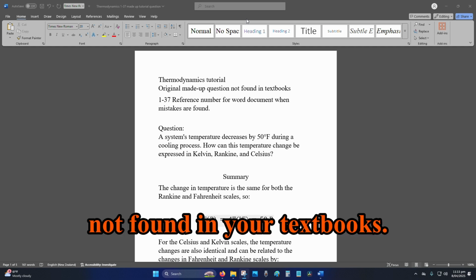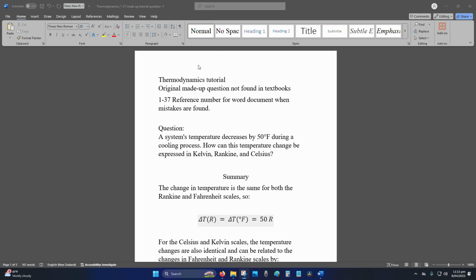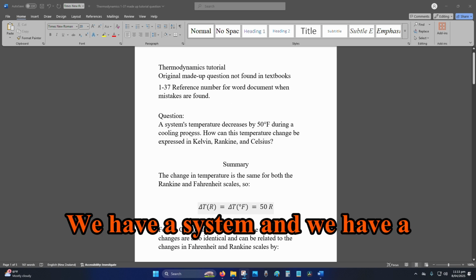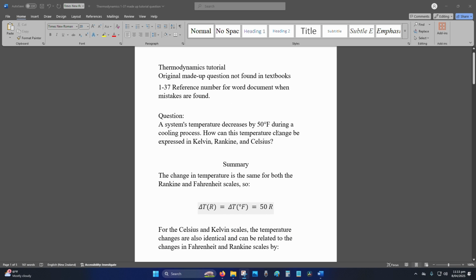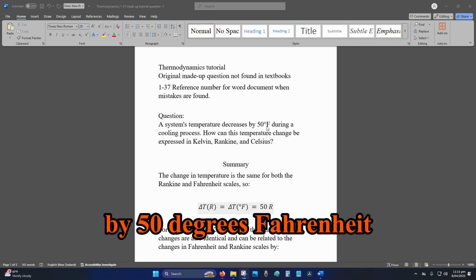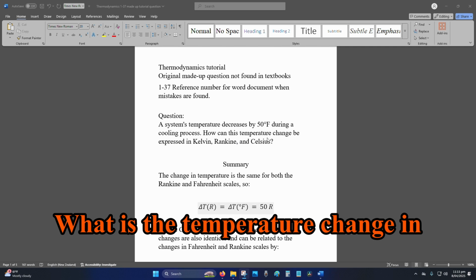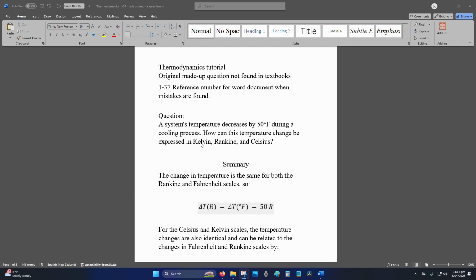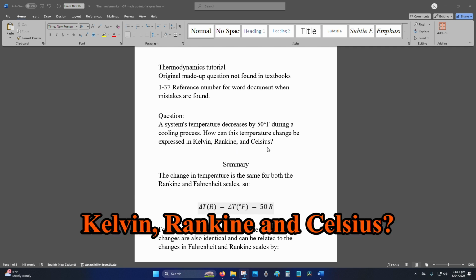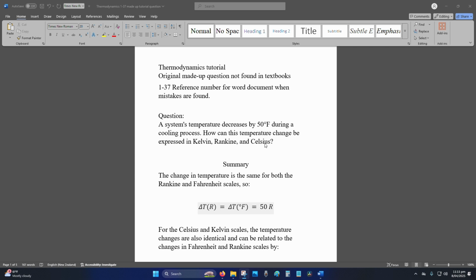This is a made-up question not found in your textbooks. We have a system and we have a temperature decreasing by 50 degrees Fahrenheit during a cooling process. What is the temperature change in Kelvin, Rankine, and Celsius?